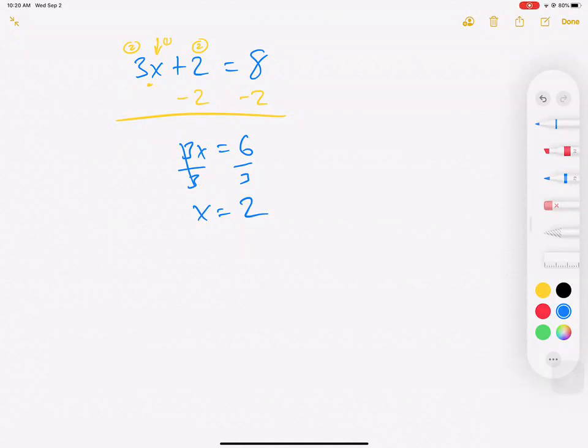Okay, we can double check. 3 times 2 plus 2, does that equal 8? 3 times 2 is 6. 6 plus 2 is 8, and that's true.